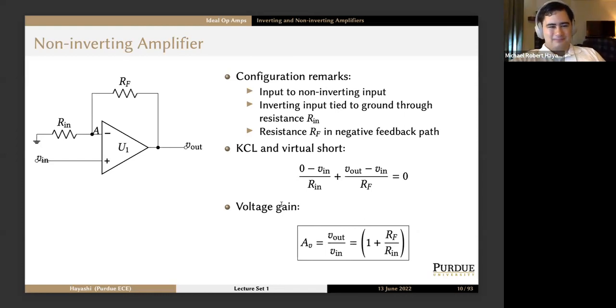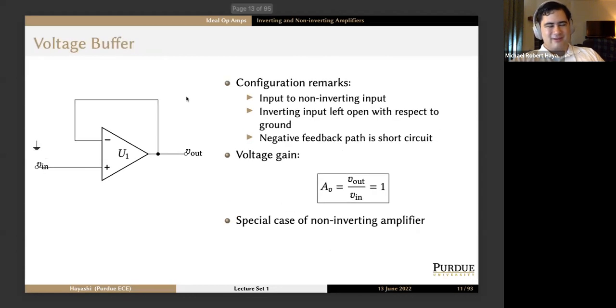Okay, so now what happens if we look at a limit of this expression? We're going to look at the limit as Rf goes to 0 and Rn goes towards infinity. So Rn gets replaced with an open circuit, and Rf gets replaced with a short circuit. We get what's called the voltage buffer, which is something I imagine you saw in ECE 2007. You'll definitely see it in ECE 2008 lab. Again, in the negative feedback path, the inverting input is left open with respect to ground, and we have the input here. All this does is produce a voltage gain of 1.